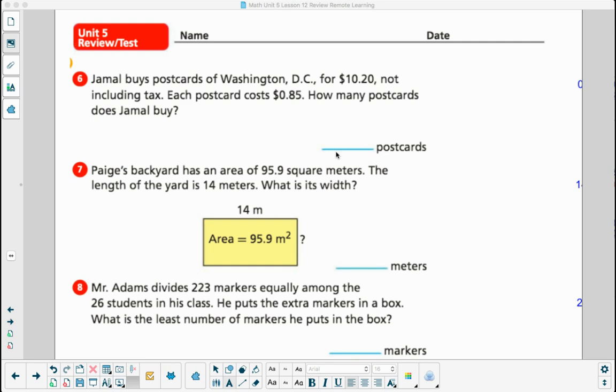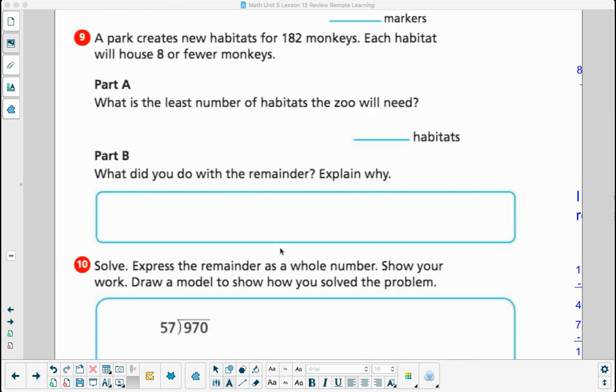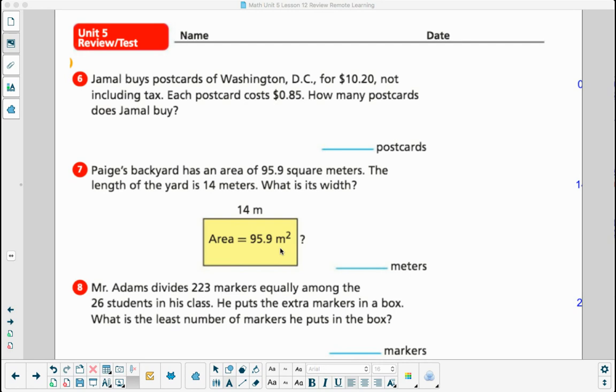Hello, this is Unit 5, the review test. Lesson 12, the review test, page 234. I'm doing numbers 6 through 10. If you're wondering what the target goals are, go back to the previous video for page 233.